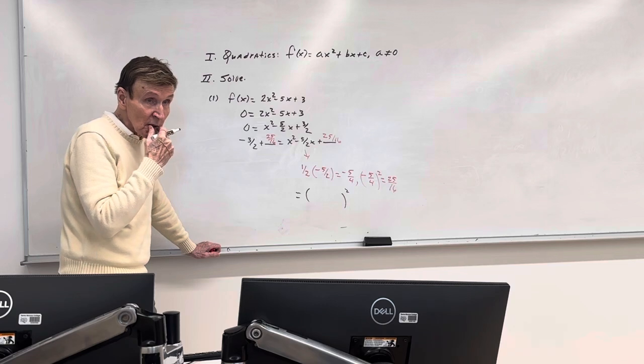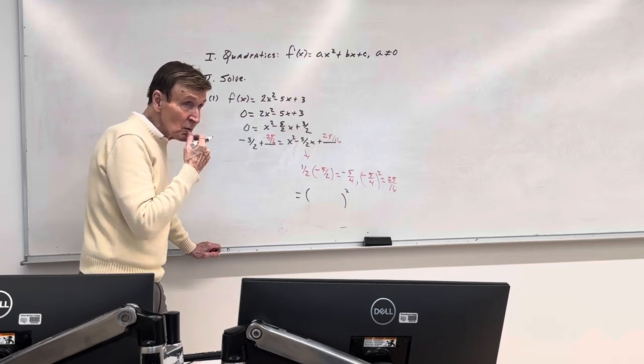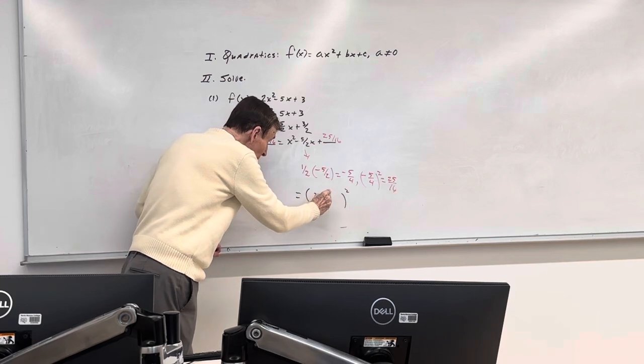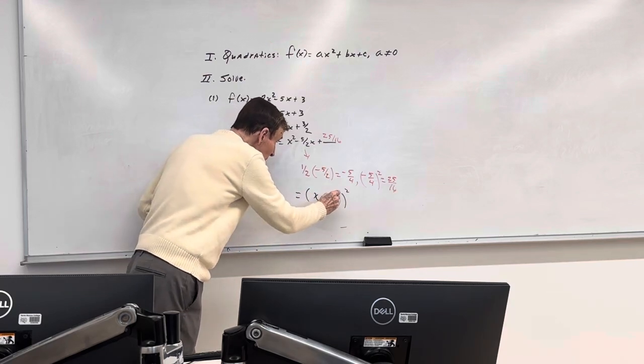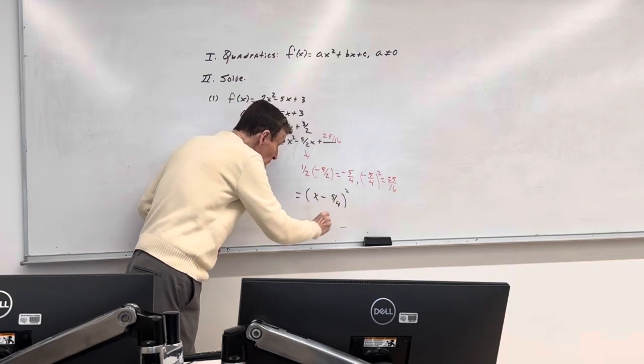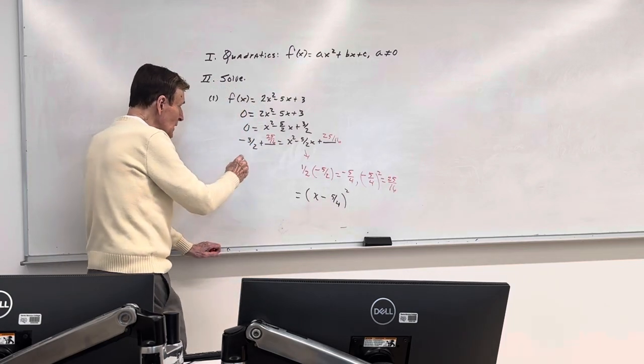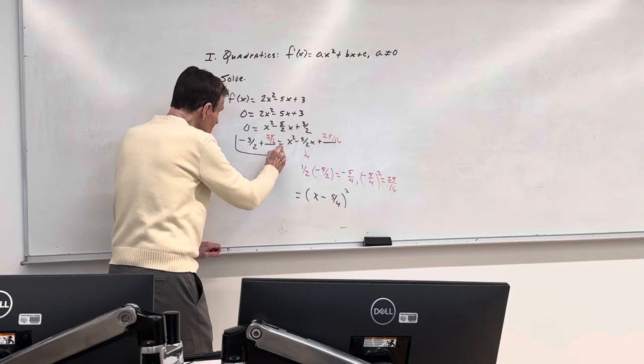What is it? What's the right-hand side, since we've already done this in class? Is it x subtract what number on the end? It's got to be 5/4. That's done. The other side requires me to do this business.